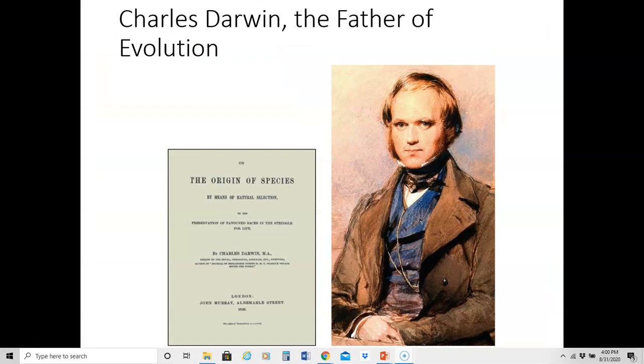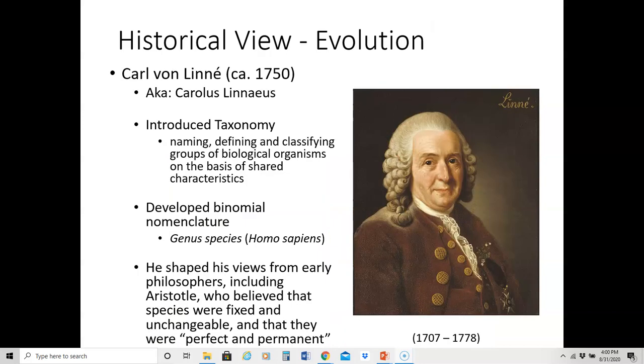So let's talk about the historical background of evolution. We have all heard that Charles Darwin is the father of evolution, but where did he come up with his ideas? He didn't just come up with everything on his own. There were a lot of scientists and philosophers working before him that led to Darwin coming up with his theory.